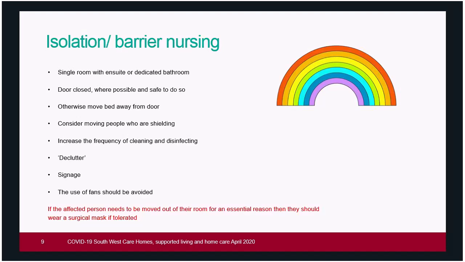So residents with suspected or confirmed COVID-19 should stay in their own single room with ensuite or dedicated bathroom, including for meals. The door should be closed where possible and where it's safe to do so. If it's not possible, try and ensure that the bed is moved to the furthest safest point in the room to achieve a 2-metre distance from the open door, or at least a 2-metre distance. Close the door of any rooms opposite if this is safe and possible, and ensure that this is not the room of a person who is shielding, as they are extremely vulnerable to COVID-19.